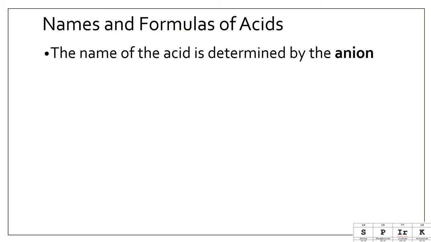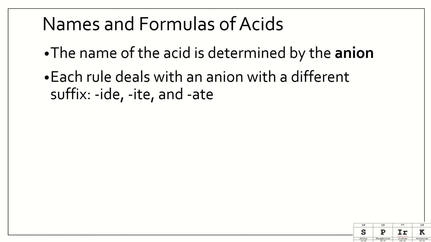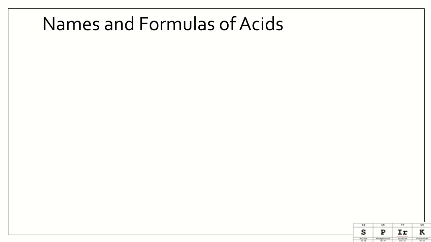The name of the acid is determined by the anion. That's the most important thing here. So you need to know your anions. That includes your polyatomic anions. Each rule deals with an anion with a different suffix. So you need to know your IDE, your ITE, and your ATE endings.